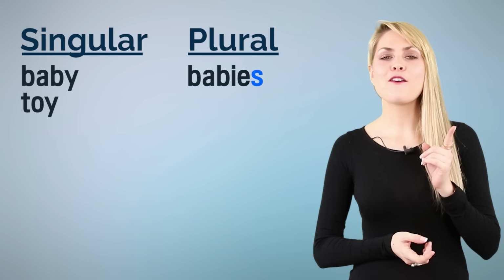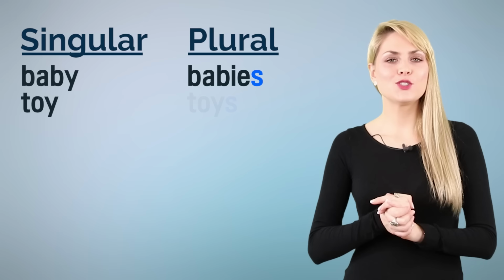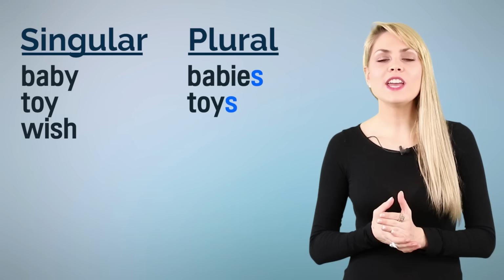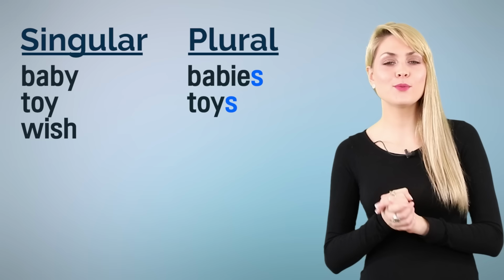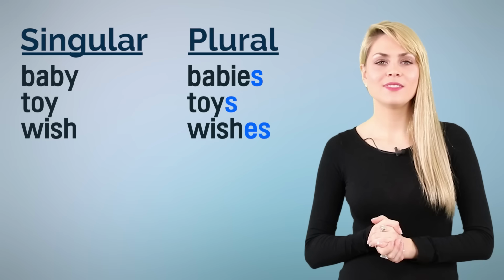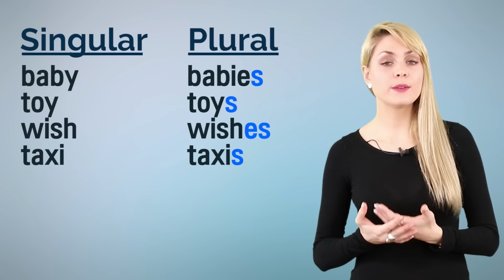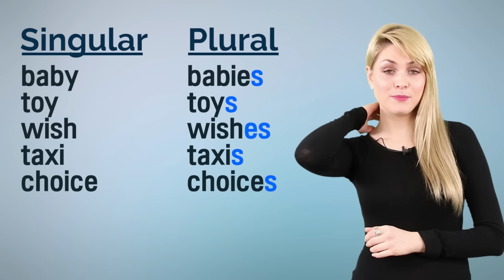Vowel Y. So this time, toys, you simply add an S. Then we have wish. Wish is a word that ends in SH. Remember the rule. Wishes, you add ES. Taxi becomes taxis. You simply add an S. Choice, choices. Simply add an S as well.